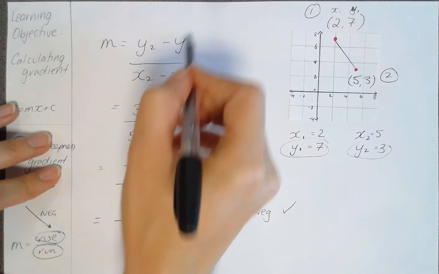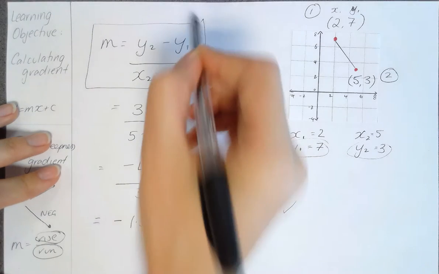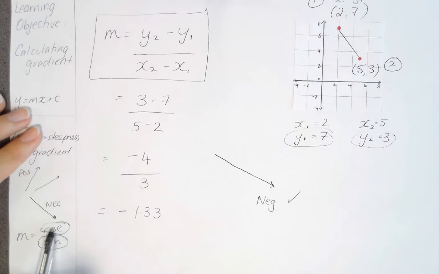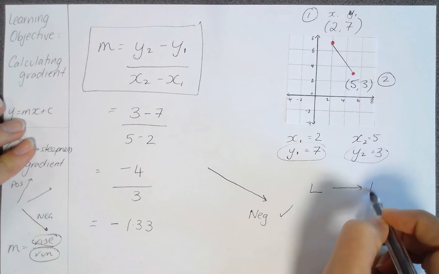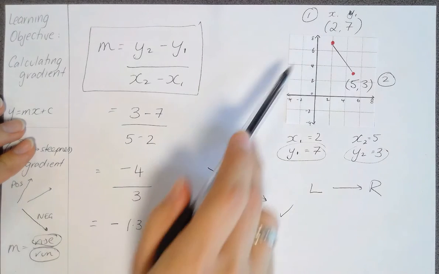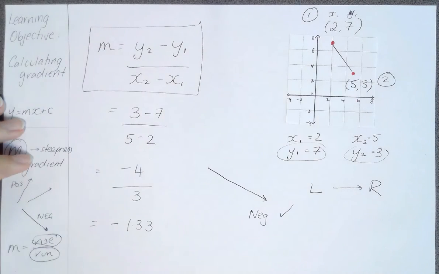Right, so we have to learn this rule. That's really important. It's saying the same thing we've learnt before, which is the change in how much things go up and down over the change in how much it goes side to side. And we always go from left to right, labeling our points, number 1 to number 2. No exceptions.